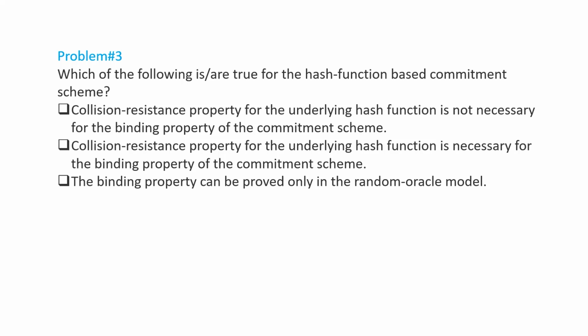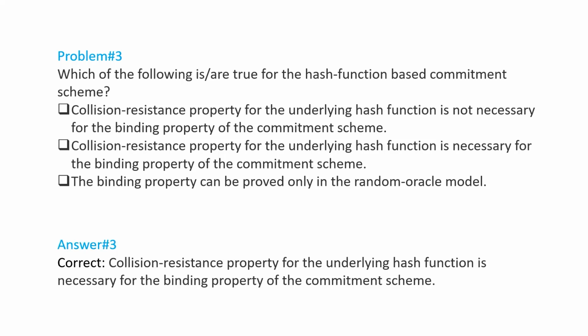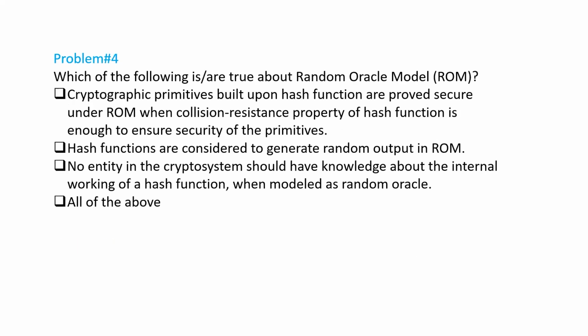Okay. So proceeding to the next question. Which of the following is or are true about the random oracle model? First option, cryptographic primitives built upon hash functions are proved secure under ROM, that is random oracle model, when collision resistance property of the hash function is enough to ensure security of the primitives. Second, hash functions are considered to generate random output in the random oracle model. Third, no entity in the crypto system should have knowledge about the internal working of a hash function when modeled as random oracle. And fourth, all of the above.